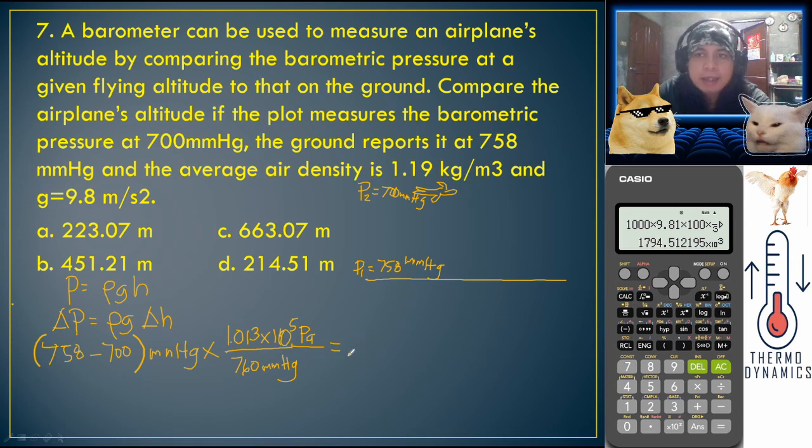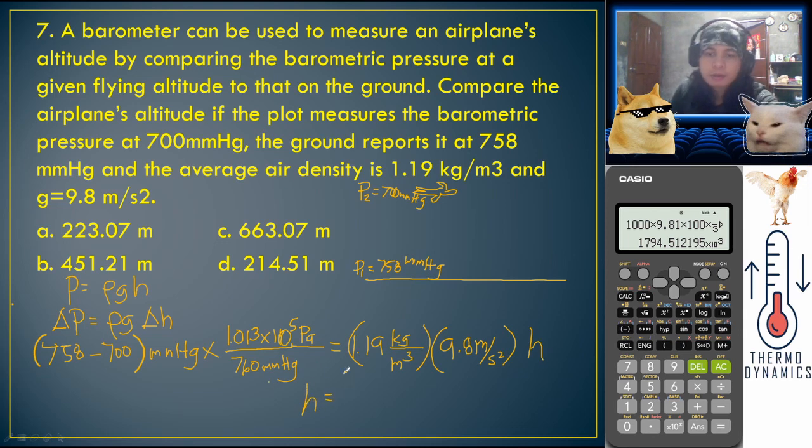Equals density. What is our density? Sir, the air density was given, 1.19 kilogram per cubic meter. Rho g, 9.81. Oh, no, just 9.8 meter per second squared. And then the delta H or the height itself. We can get the altitude. Okay, let's do this. We have 758 minus 700. We have 758 times 1.013 times 10 to the 5 all over 760 mmHg equals 1.19 times 9.8 times x.